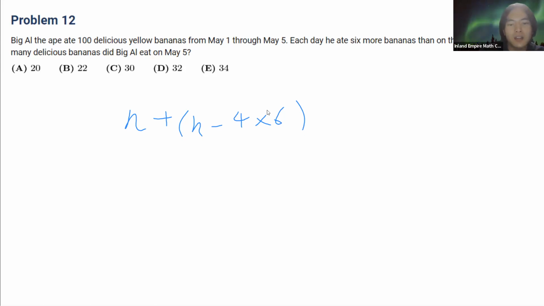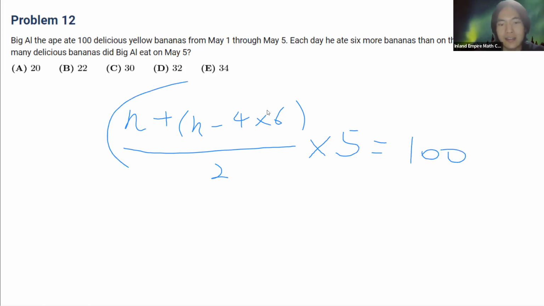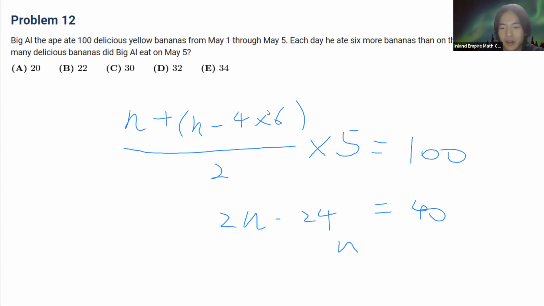And finally, I would divide this by 2 and multiply by the number of terms and set this equal to 100, right? This is using the formula for calculating the sum of an arithmetic sequence. And finally, if you do the math, you'll get 2n minus 24 is equal to 40. And so n is equal to 32, which is D. So whoever said D earlier, you are correct.